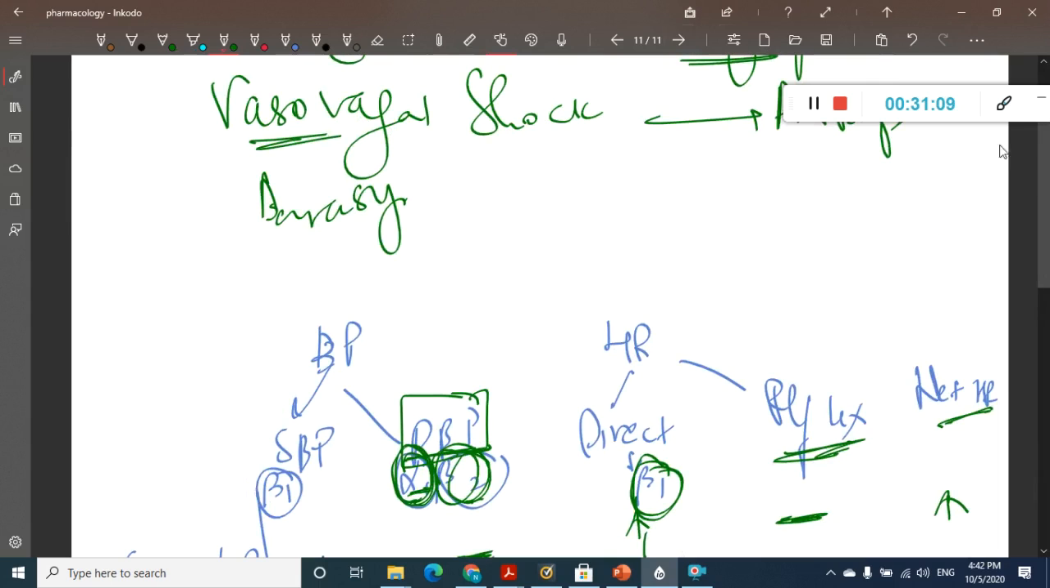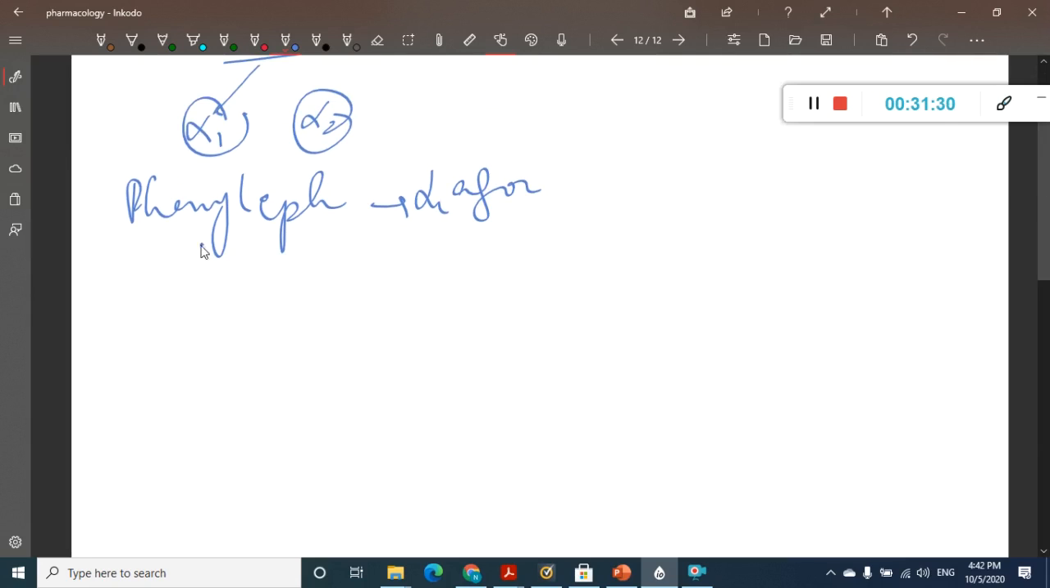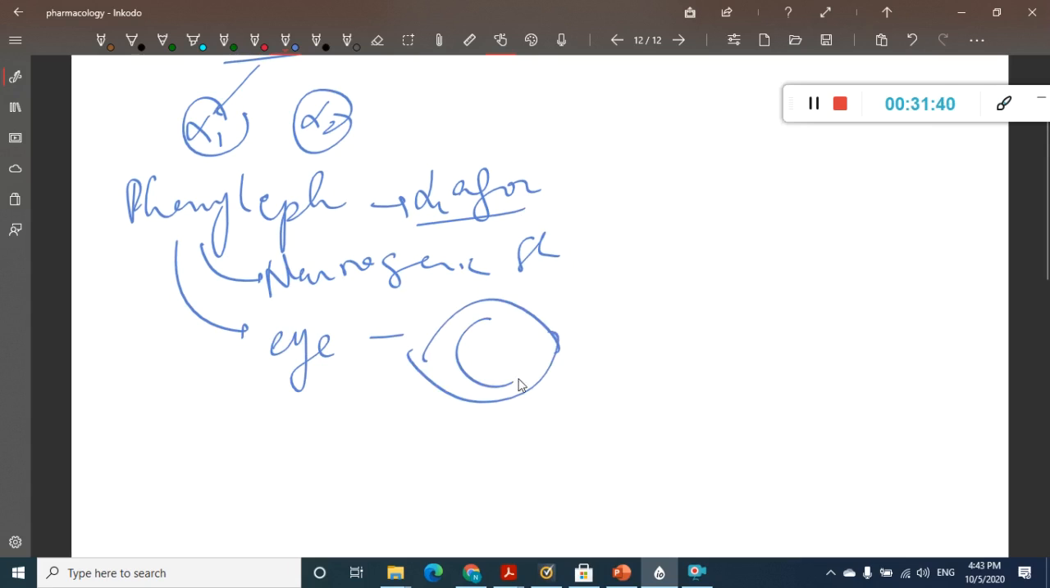Next, once you have learned about this, now coming to the non-catecholamines. These non-catecholamines can act on alpha 1 or they can act on alpha 2 also. One of these is phenylephrine. What is this phenylephrine? It is an alpha 1 agonist. And where is this phenylephrine used? Just now we have said that phenylephrine is used in neurogenic shock. That is one thing. And phenylephrine has alpha 1 agonistic action, so it acts on the eye. In the eye, because of alpha 1 agonistic action, it contracts the radial muscles and thus causes mydriasis.